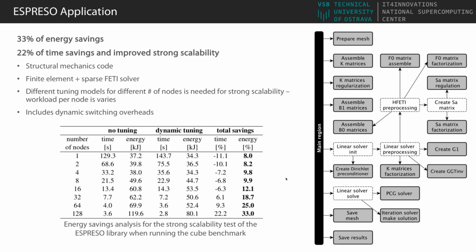So while performing the scaling, we see that the energy savings are improving, and on the other hand, the runtime penalty is reduced. At first we pay a penalty of up to 11% of the runtime, and at the end we actually save up to 22% of the runtime when running on 128 nodes. So in this case, the tuning improved both the scalability of the application as well as the energy consumption. The figure on the right shows all the regions that have been used and tuned. All the gray regions have been tuned, and all the white regions have not been.